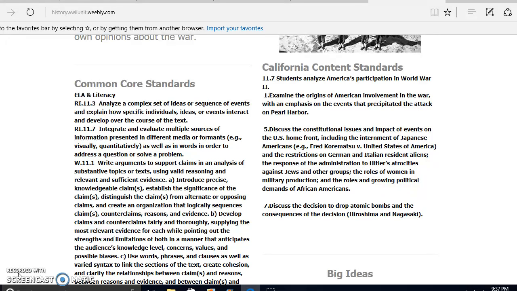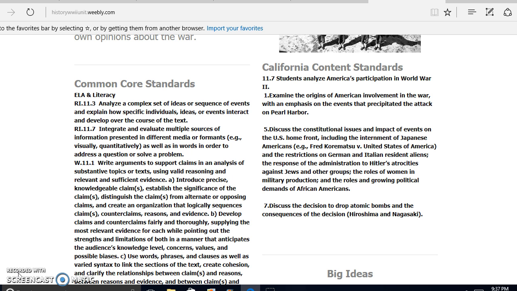The California content standards we'll be using during our unit plan are as follows. First, we're going to examine the origins of the American involvement in the war, with an emphasis on the events that precipitated the attack on Pearl Harbor. Second, discuss the constitutional issues and impacts of the events on the U.S. home front, including the internment of Japanese Americans, for example, Fred Korematsu versus the United States of America, and the restriction on German and Italian resident aliens.